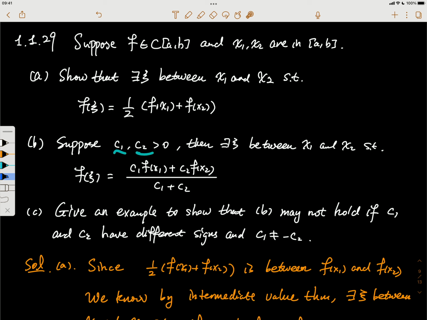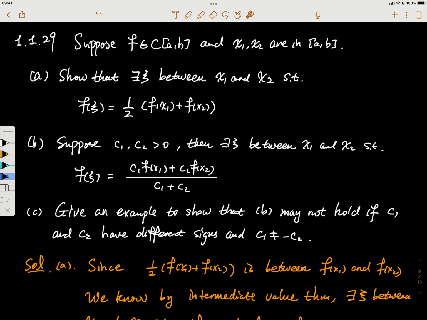The second part is to show this is still true when you use this combination, where c1 and c2 are both positive, and it's a combination of f(x1) and f(x2) in this way. And finally, to show that this may not hold when c1 and c2 have different sign, and their absolute values are different as well, because if they're equal, then this will not be defined, since the denominator will be 0.